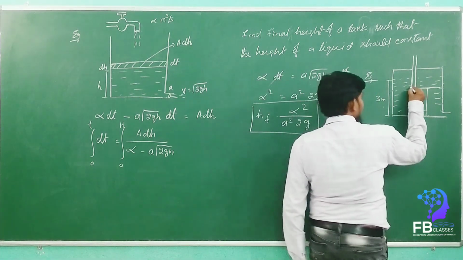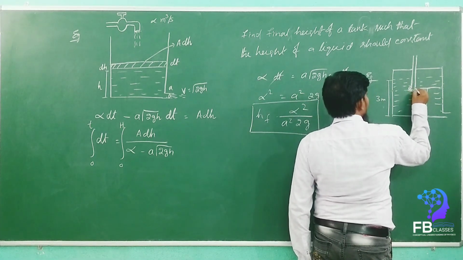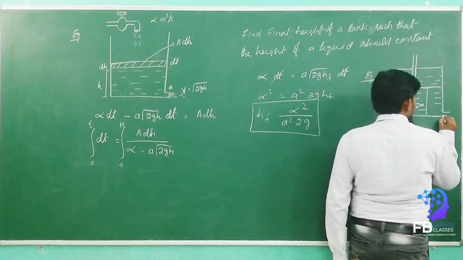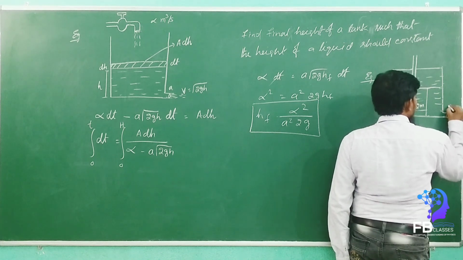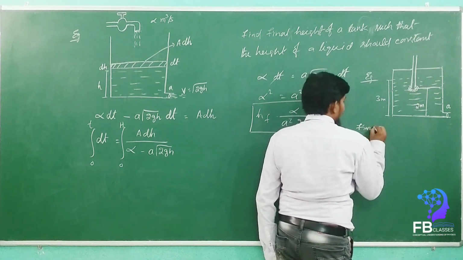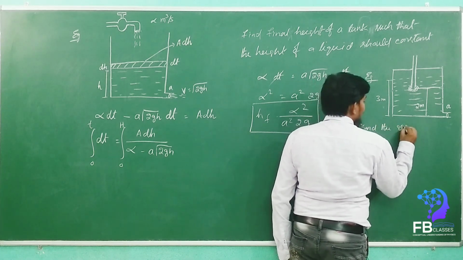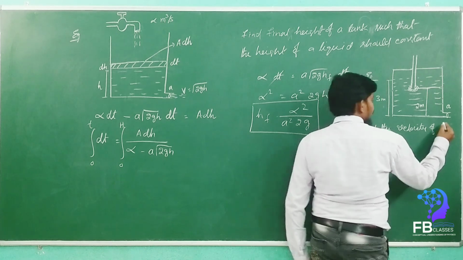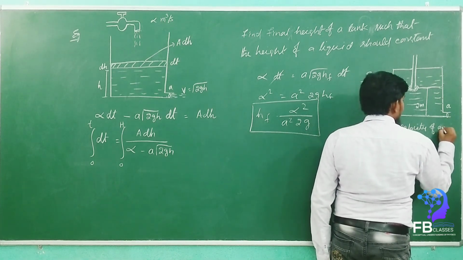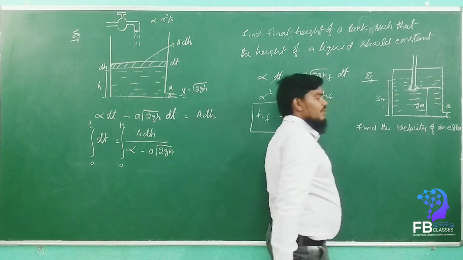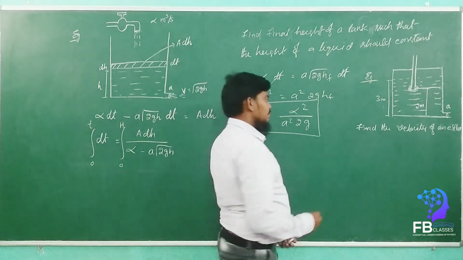Now from here air bubbles are coming out, and the area of cross section of this orifice is small a. Then he said find the velocity of efflux. Find the velocity of efflux. Option A.